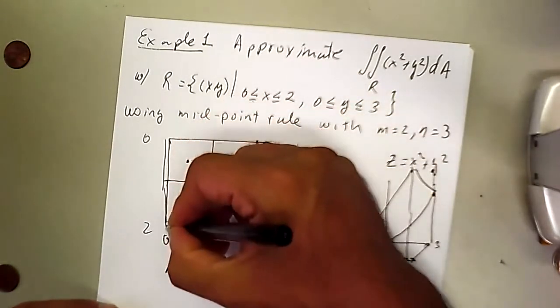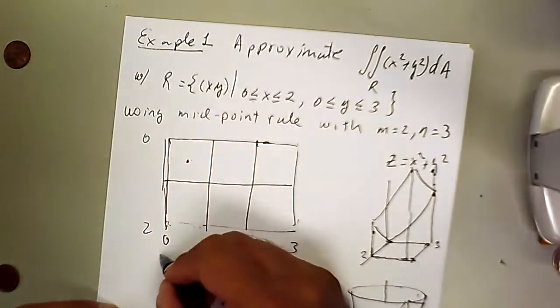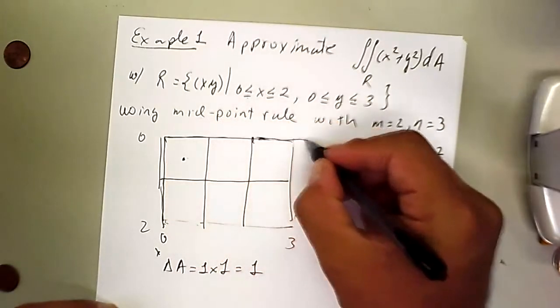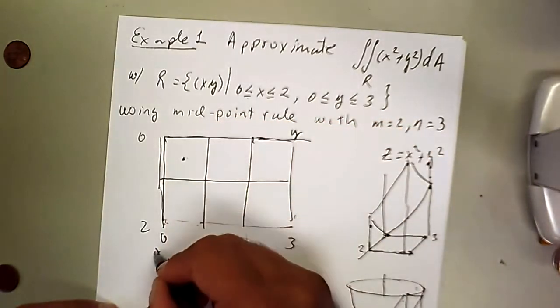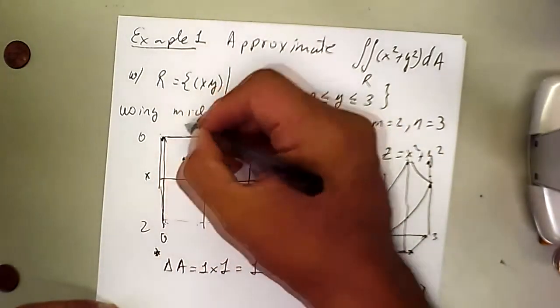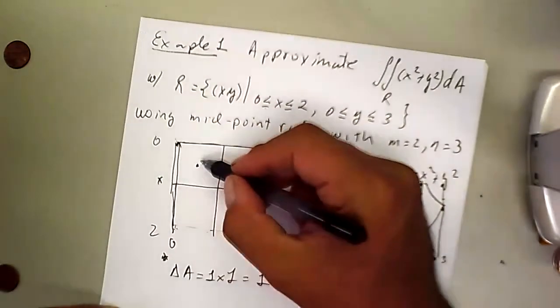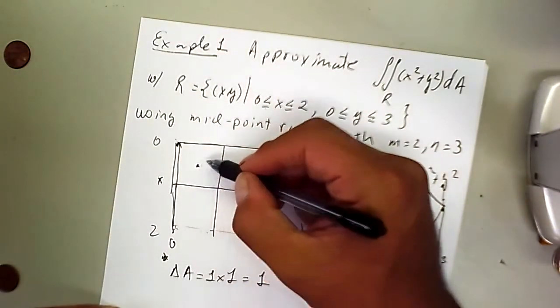So this is the x-axis and this is the y-axis. Let's put the x over here. And this is the origin. All right, so I need to figure out what this output is, or this input rather.